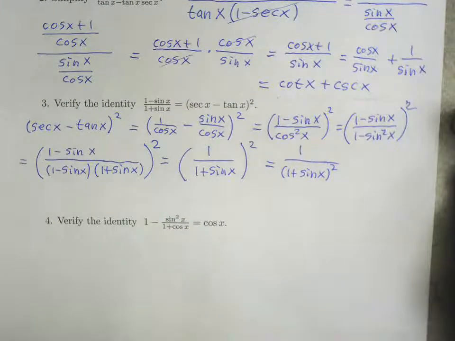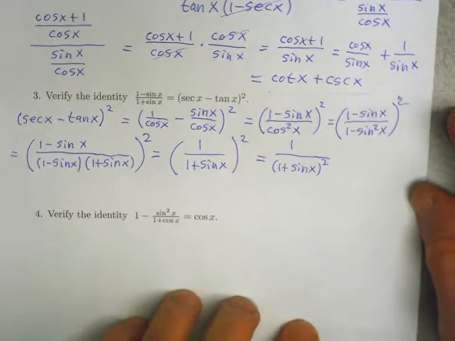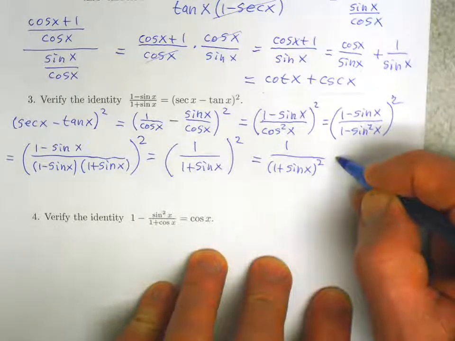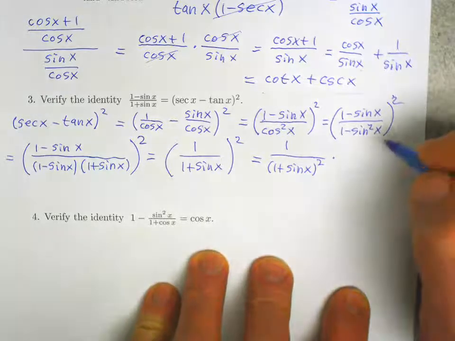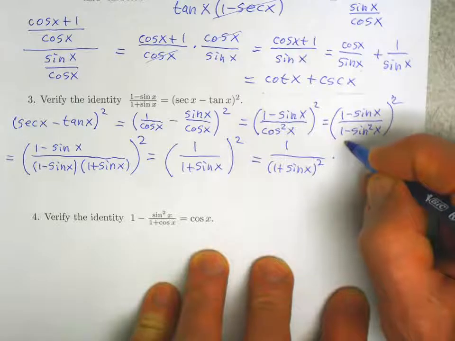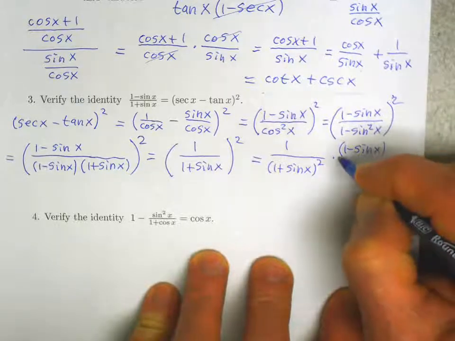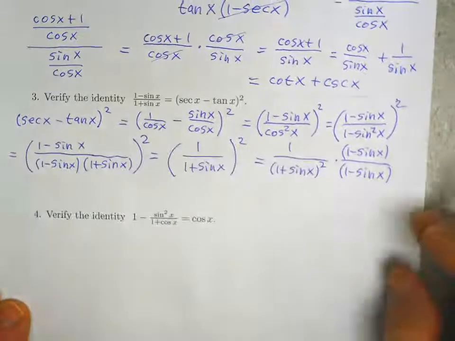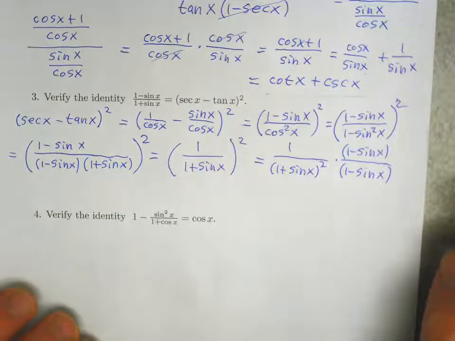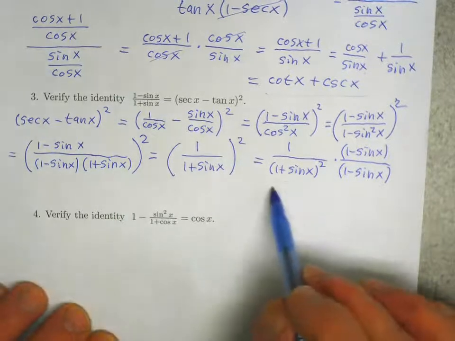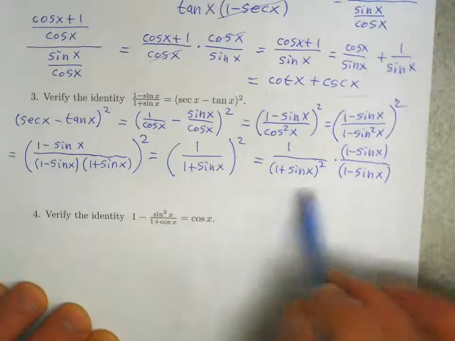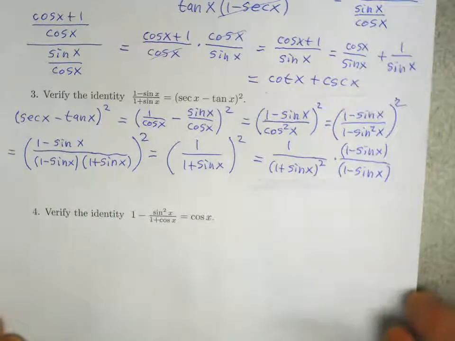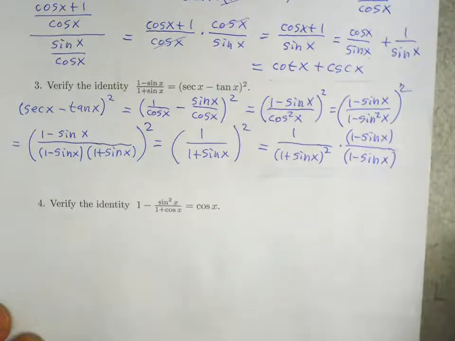So now I'm confused. Maybe if I multiply by 1 in the form 1 minus sine of x over 1 minus sine of x, well, I'm stumped at the moment and I'm running out of room. So let's move on to the next example. Maybe something will come to mind in a minute.